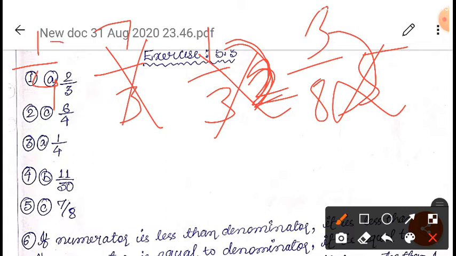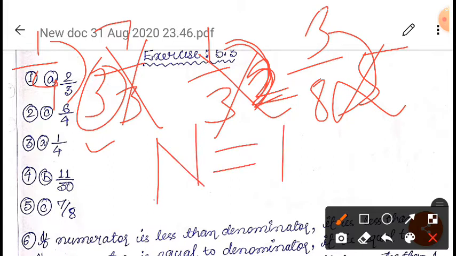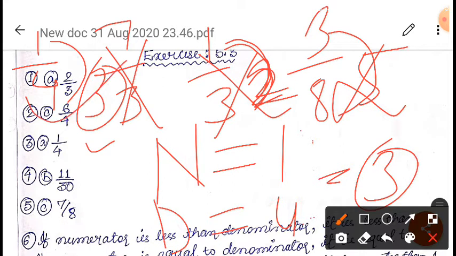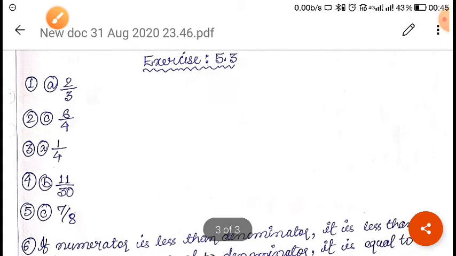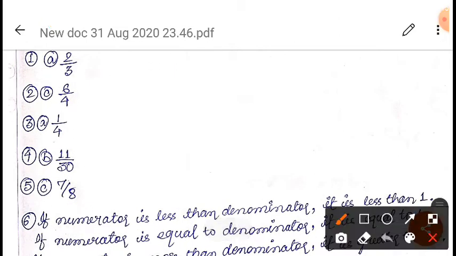But here the difference is 3, which means the denominator is 3 more than the numerator. The numerator is 1 and the denominator is 4, so the difference between these two is 3, right? So that is why this is the answer. As you can see, I have written here 1 by 4, right?